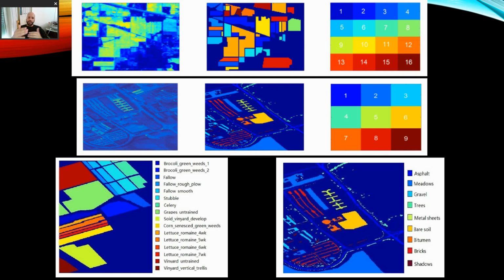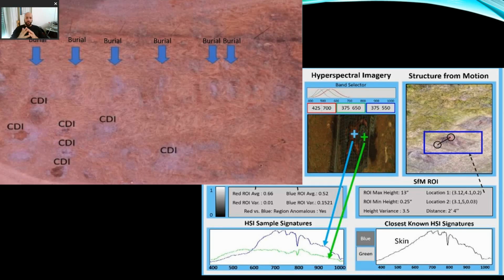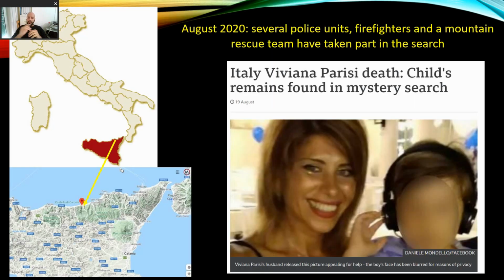So different kinds of signatures for different kinds of targets, but we can use it also for forensic purposes. Like, for example, for detecting burials, we use the near infrared band, or for detecting bodies above the surface. As you can see here, also on the right, there is a very specific signature of the body on the surface.